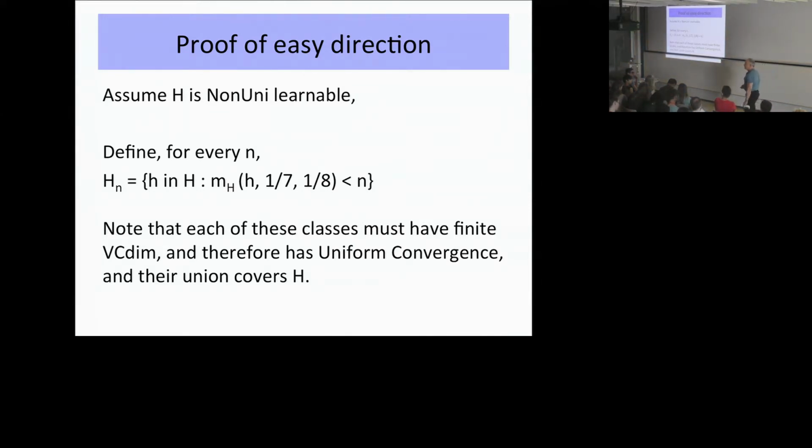Now the next argument that I need is why each of those classes has finite VC dimension. So why is each of these classes of finite VC dimension? Any new participants?